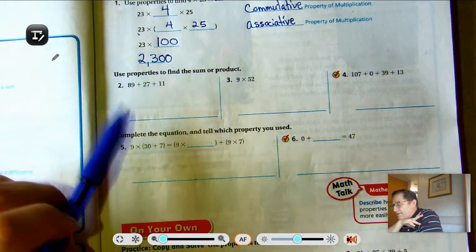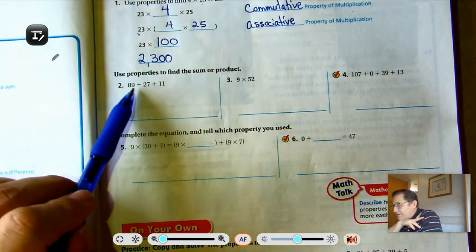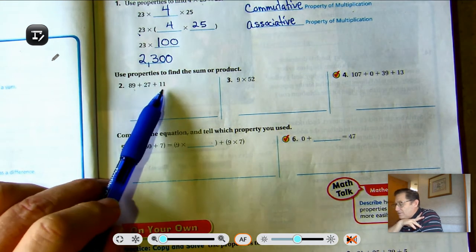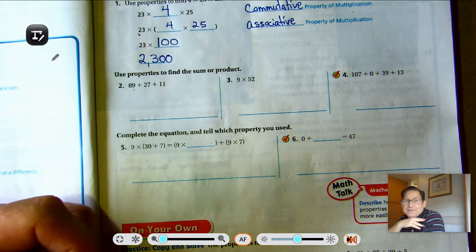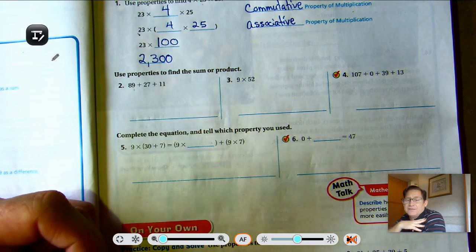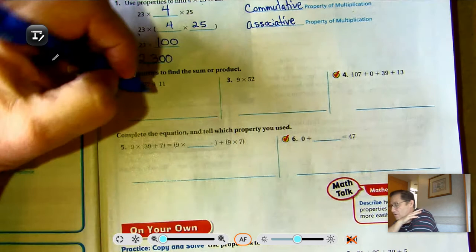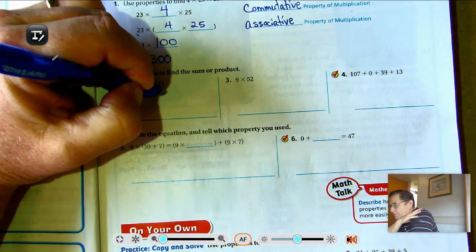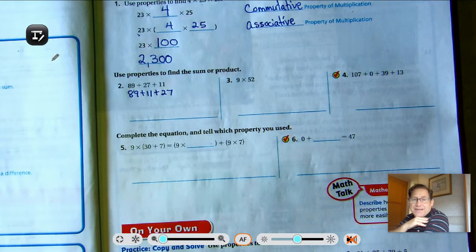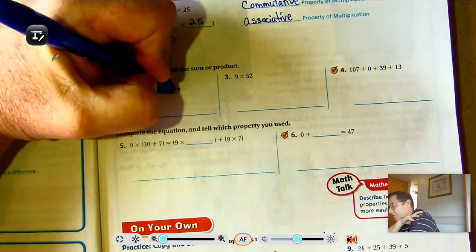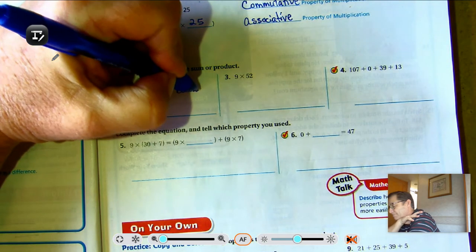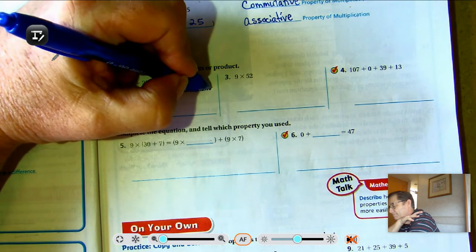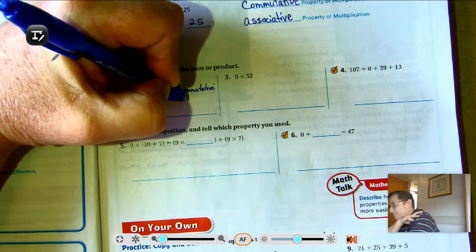But when I look closer at the numbers, I see that if I add 9 ones to 1 one, that gives me a 10. Well, that would be much easier to add. So why don't we do this? Why don't we switch the order of the 27 and the 11? What property lets us do that? Commutative property, right? Of addition.